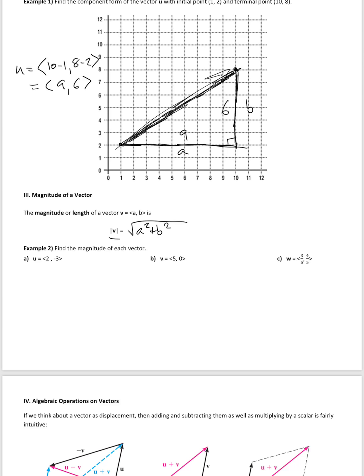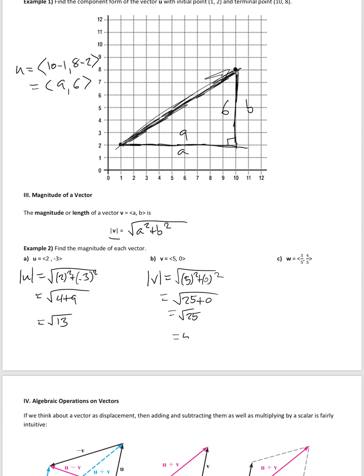So finding the magnitude of each vector really couldn't be simpler. So again, we use the absolute value bars here. Square root of a squared plus b squared. Square root of 4 plus 9, square root of 13. And again, it's positive. We don't get a positive and a negative value because this is distance, it's absolute value. It's only positive. My magnitude has to be positive. So the magnitude of this second example here, square root of a squared plus b squared, that's the square root of 25 plus 0, square root of 25, which we know is 5.